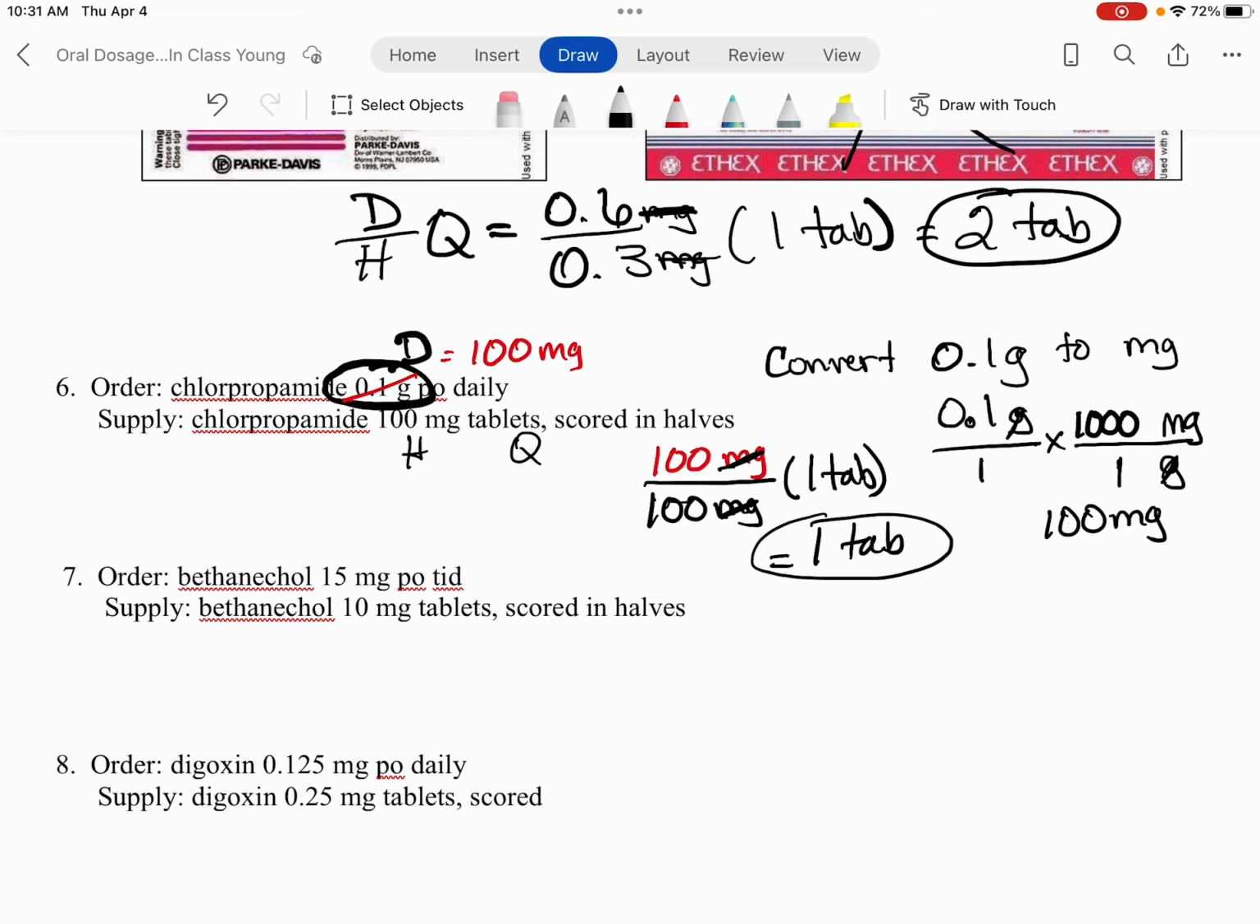Your general amount is going to be 1 to 3 tablets. Sometimes a half tablet is given, sometimes 3/4 of a tablet. So hopefully just don't overthink these. Make sure you're using your units of measure. Make sure you're adding those in your problems.